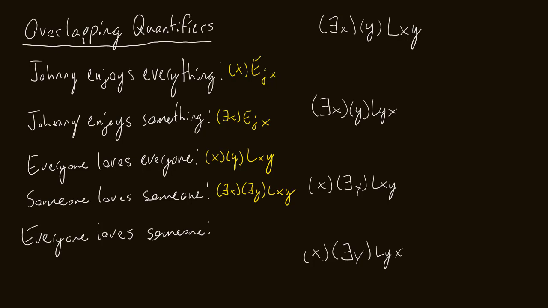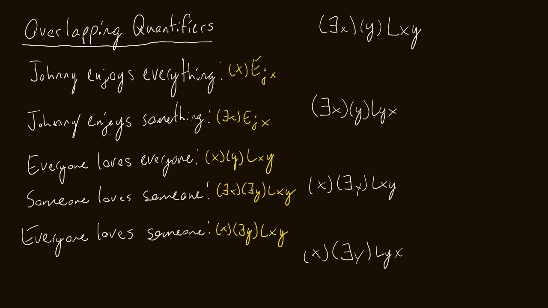And then for everyone loves someone, everyone is universally quantified, someone is existentially quantified. So we'll say for all x, there exists a y such that x loves y. Now, one thing I would like for you to notice is that when we have two of the same kind of quantifier, so with everyone loves everyone, we have two universal quantifiers, right? The order in which we wrote those universal quantifiers didn't matter. It doesn't matter if I wrote for all x for all y or for all y for all x.